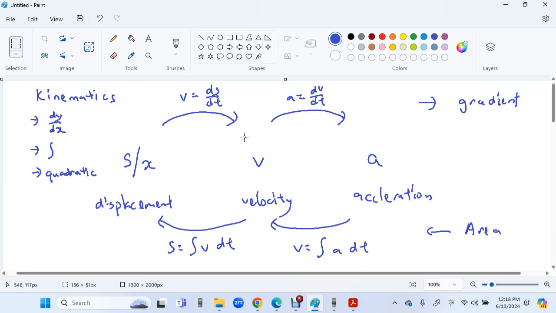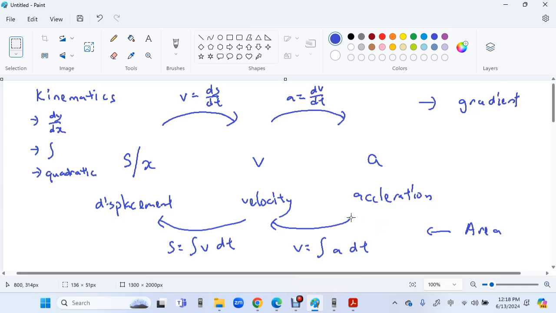So from displacement to velocity, velocity to acceleration, we actually find the gradient of the graph. So we find a differentiation. When we go backward, acceleration to velocity, velocity to displacement, we are actually finding the area. So for area, we are using integration. So the velocity is the integration of acceleration, and the displacement is the integration of the velocity. This is the concept for this whole chapter.